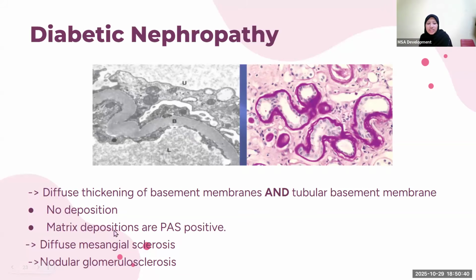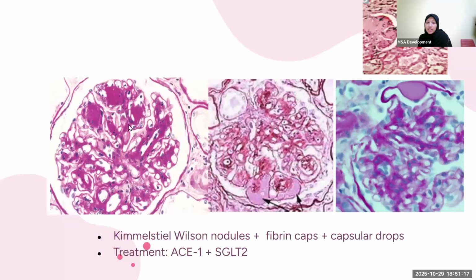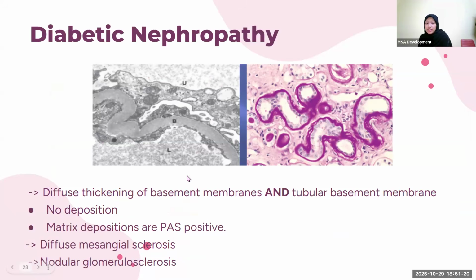These matrix depositions, I don't mean the immune depositions, but I mean that the thickening itself is PAS positive, so it will stain pink in this stain. This stage of diabetic nephropathy can lead to other more severe renal damage such as diffuse mesangial sclerosis. So it can cause sclerosis in the long term and nodular glomerulosclerosis. These are again parts of diabetic nephropathy, but they're all under the same class, which is this. The reason I mentioned that is because of this.